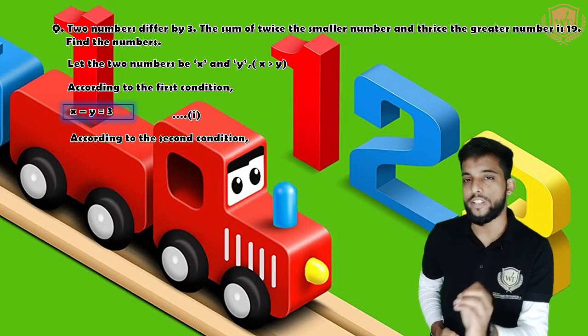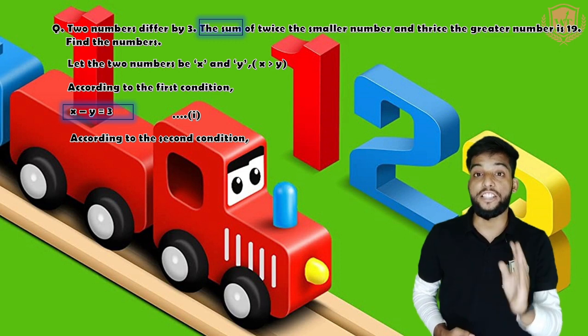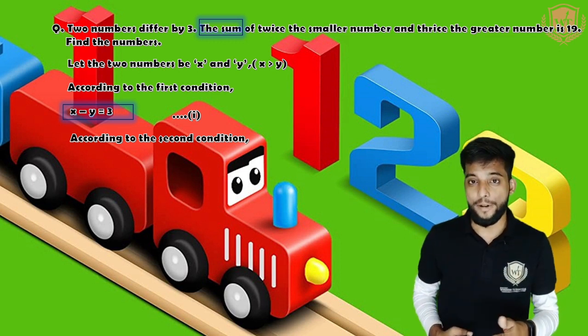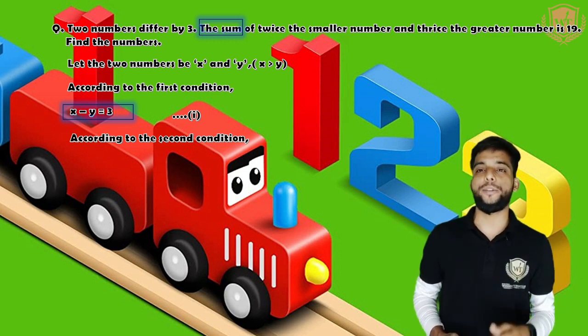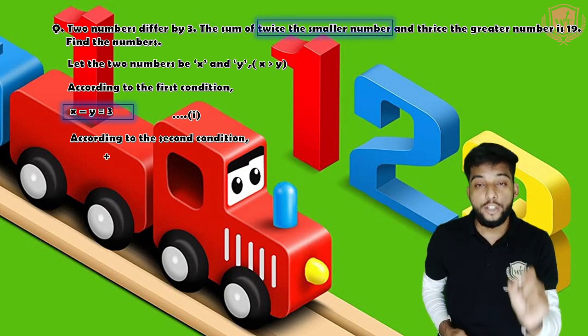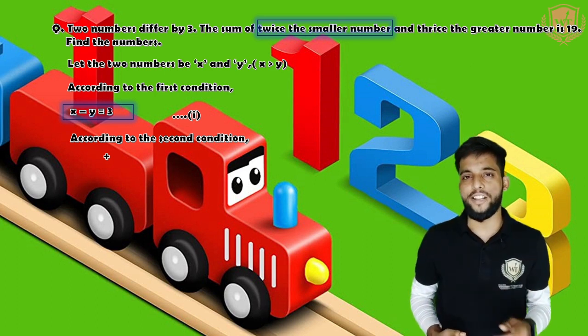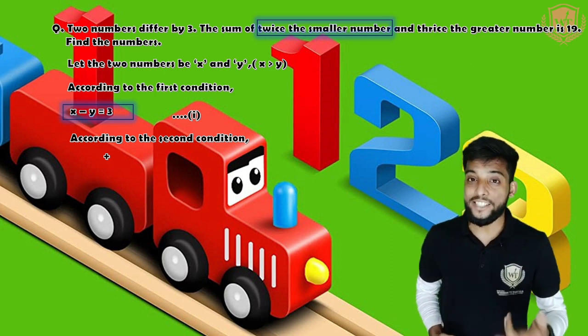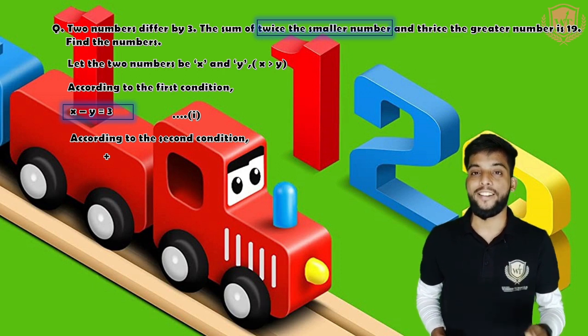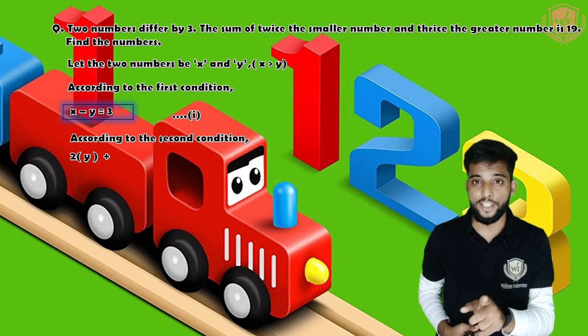Let us break down the second condition, students. First, let us focus on this part. The sum. Sum मतलब addition. Addition मतलब plus. तो आ गया plus. उसके बाद we have twice the smaller number. Now we know that the smaller number is y. Twice the smaller number मतलब क्या हो जाएगा? Perfect, it will be 2y. तो twice the smaller number.